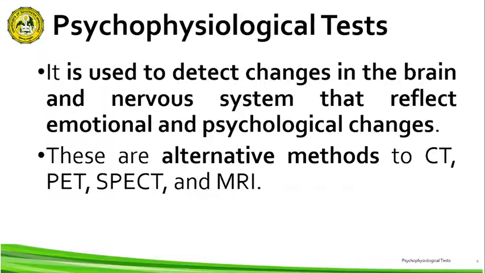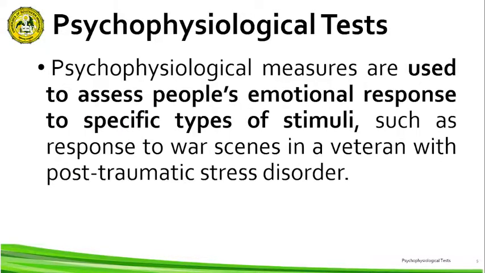First, psychophysiological test. So what is the psychophysiological test? It is used to detect changes in the brain and nervous system that reflect emotional and psychological changes. These are alternative methods to CT, PET, SPECT, and MRI. These four, the CT, PET, SPECT, and MRI, were discussed by the previous reporters.